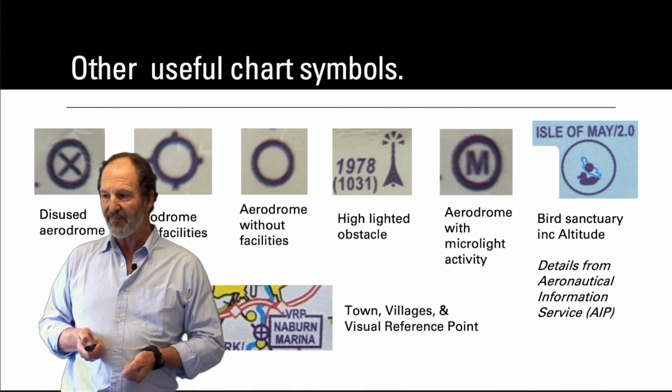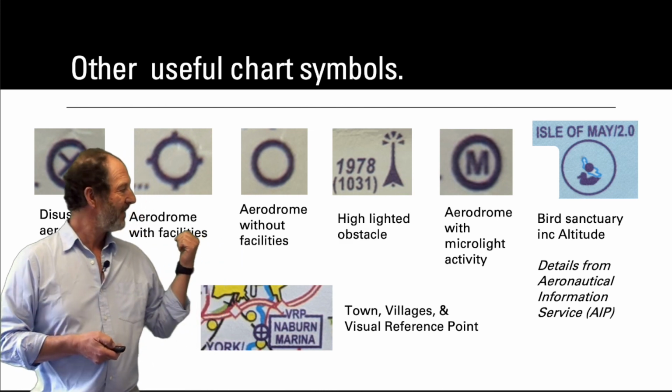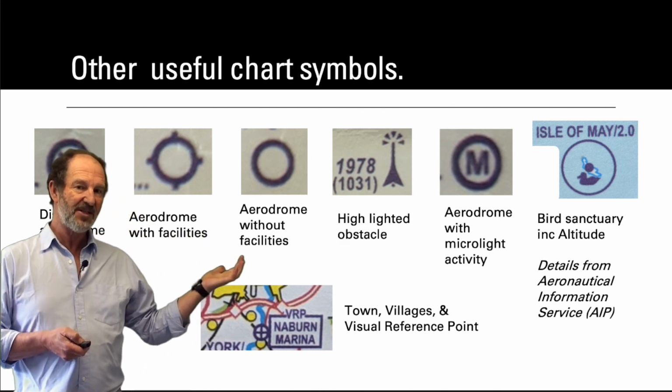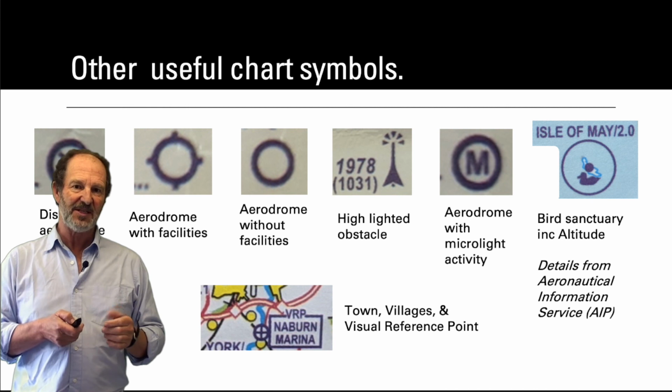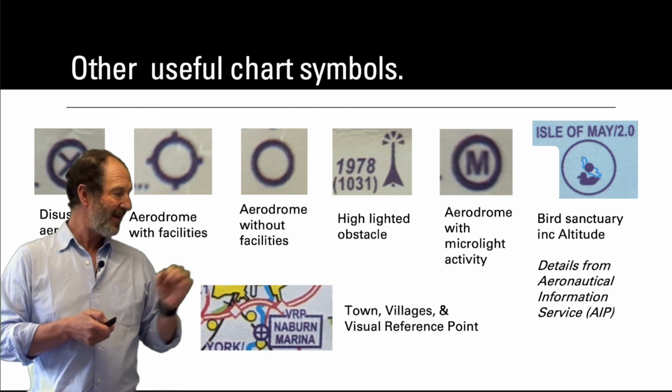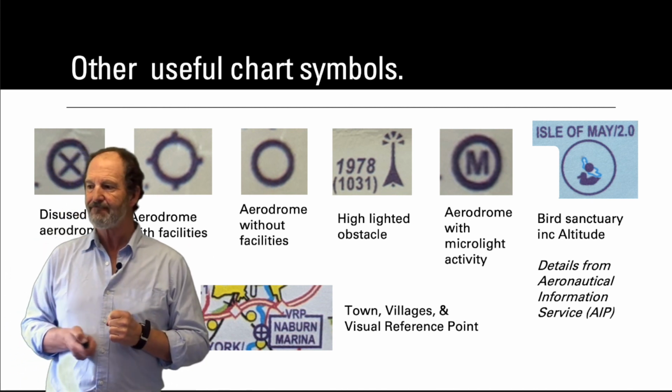Okay, the yellow bits, by the way, are towns and villages. So yellow in an irregular shape is a town. A yellow dot, on a 500,000 chart, is a village.